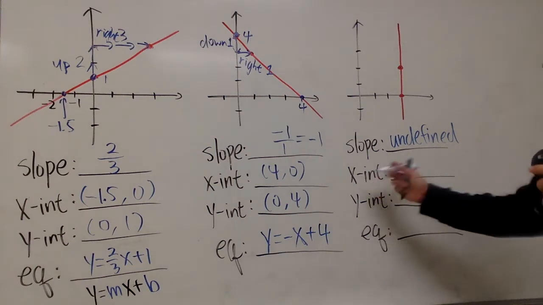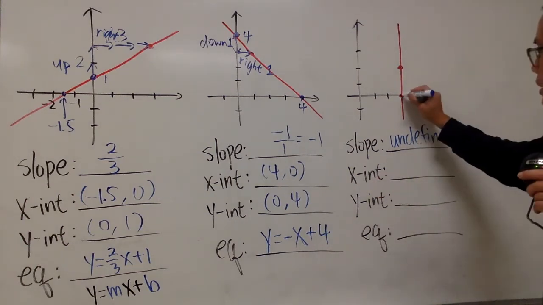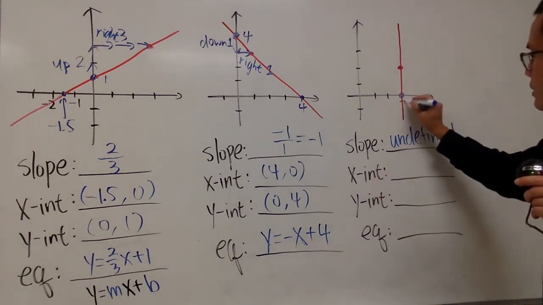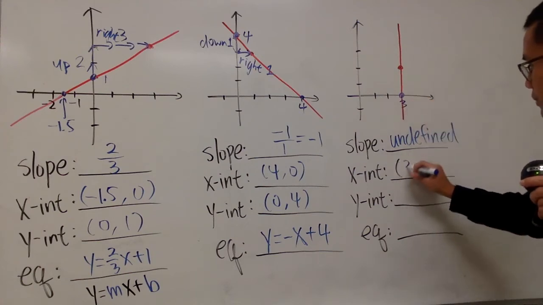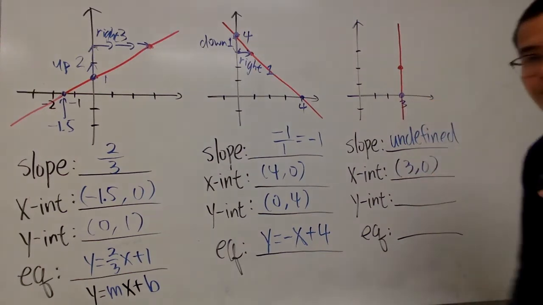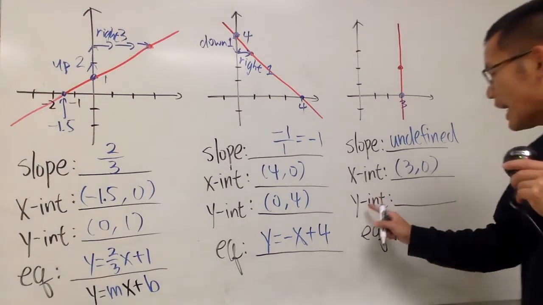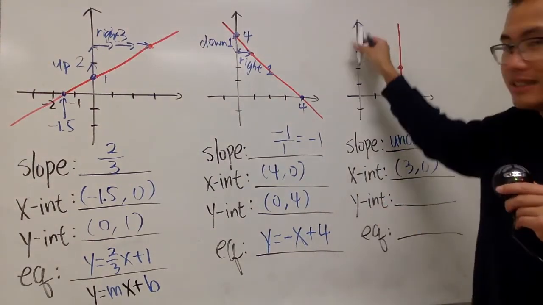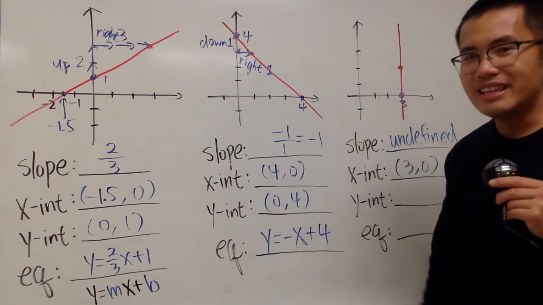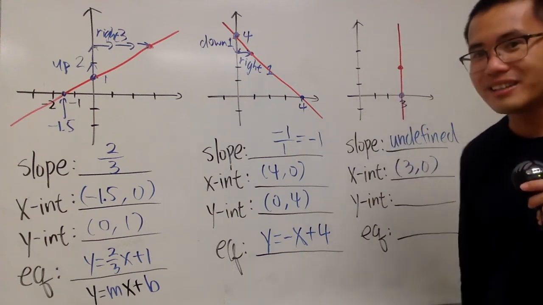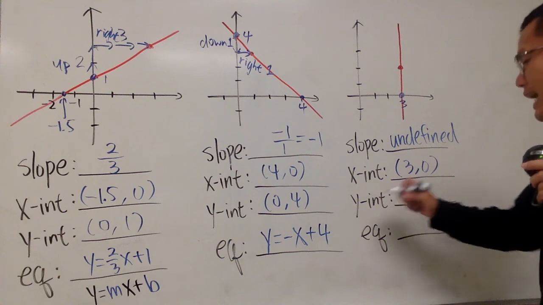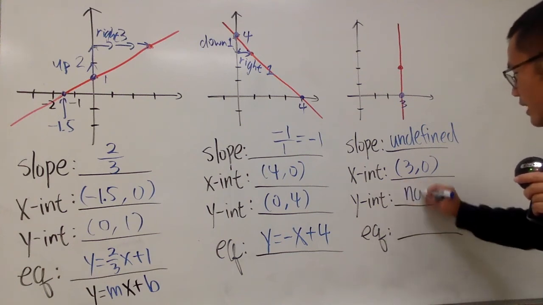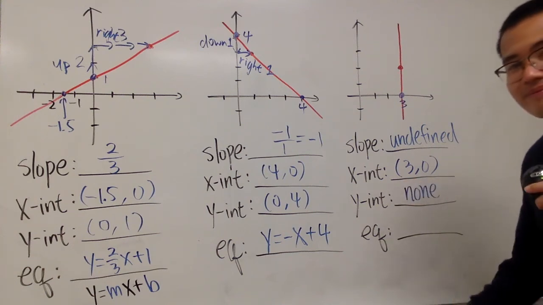All right, next, x-intercept. Well, this right here, it crosses the x-axis here as 3. So we have 3, 0. That's good. Now, do we have y-intercept? Well, this is the line. This is the y-axis. Unfortunately, they never cross each other. So we actually do not have y-intercept. So you can just say there's none, right?